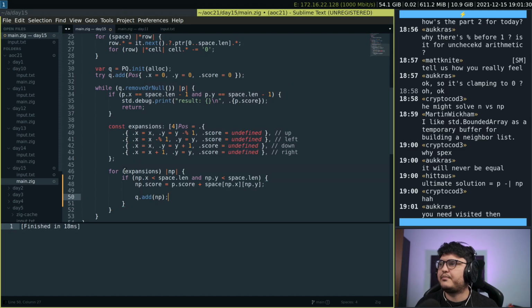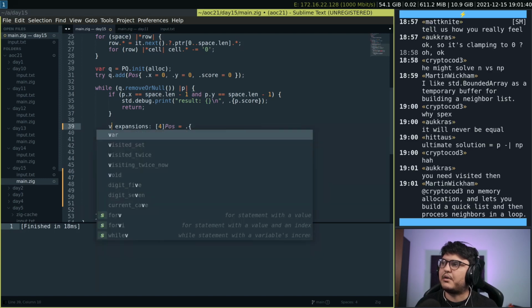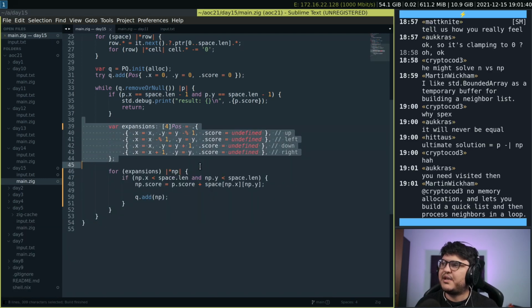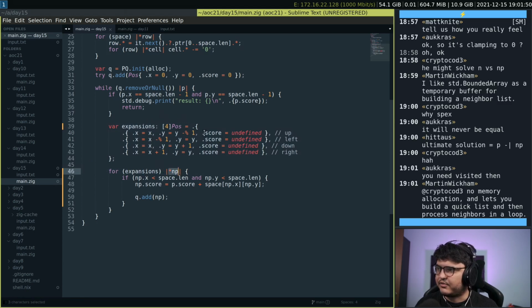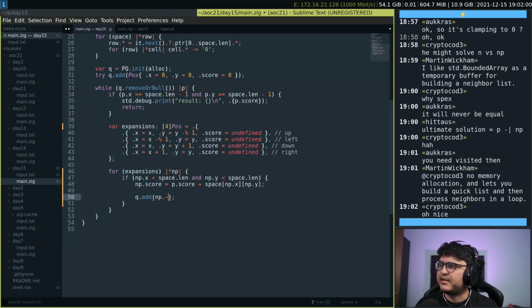Also, wait, I'm modifying np, so I need it as a pointer. So that and this needs to be var. So this needs to be a modifiable array. I need to loop over them as pointers because I need to be able to modify them. This syntax doesn't need to change because we can do dot on pointers too. But I think that this needs to be like this.